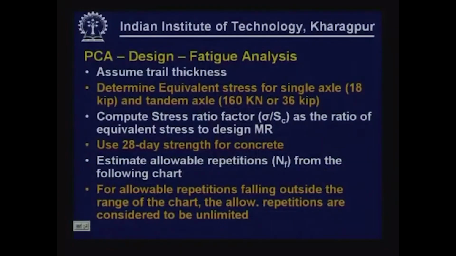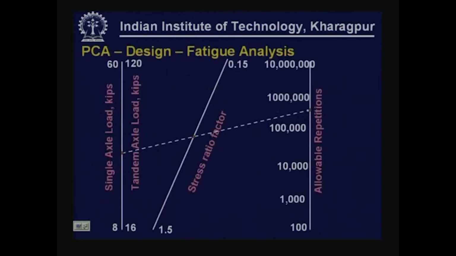For modulus of rupture value, we use 28 day strength. We estimate allowable repetitions NF from the following chart, which will be shown in the next slide. For allowable repetitions falling outside the range of the chart, it is assumed that the allowable repetitions are infinite. This is the chart that we are going to use to find out, for a given axle load, whether single or tandem, how many repetitions the slab can sustain.